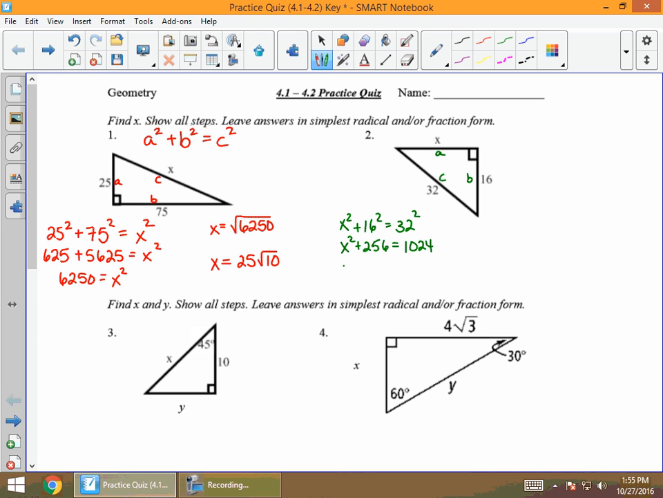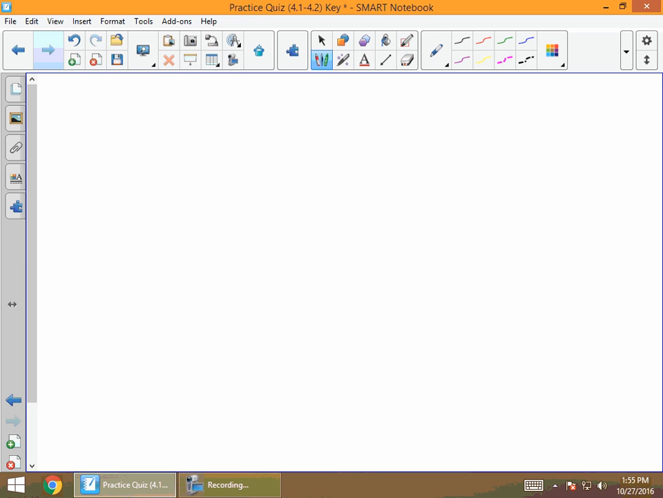I'll subtract 256 on both sides. And 1024 minus 256 is 768. So x is going to equal the square root of 768. Again, I have to do the same kind of process here. So 768, the square root of 768. 4 will go into that, I believe.